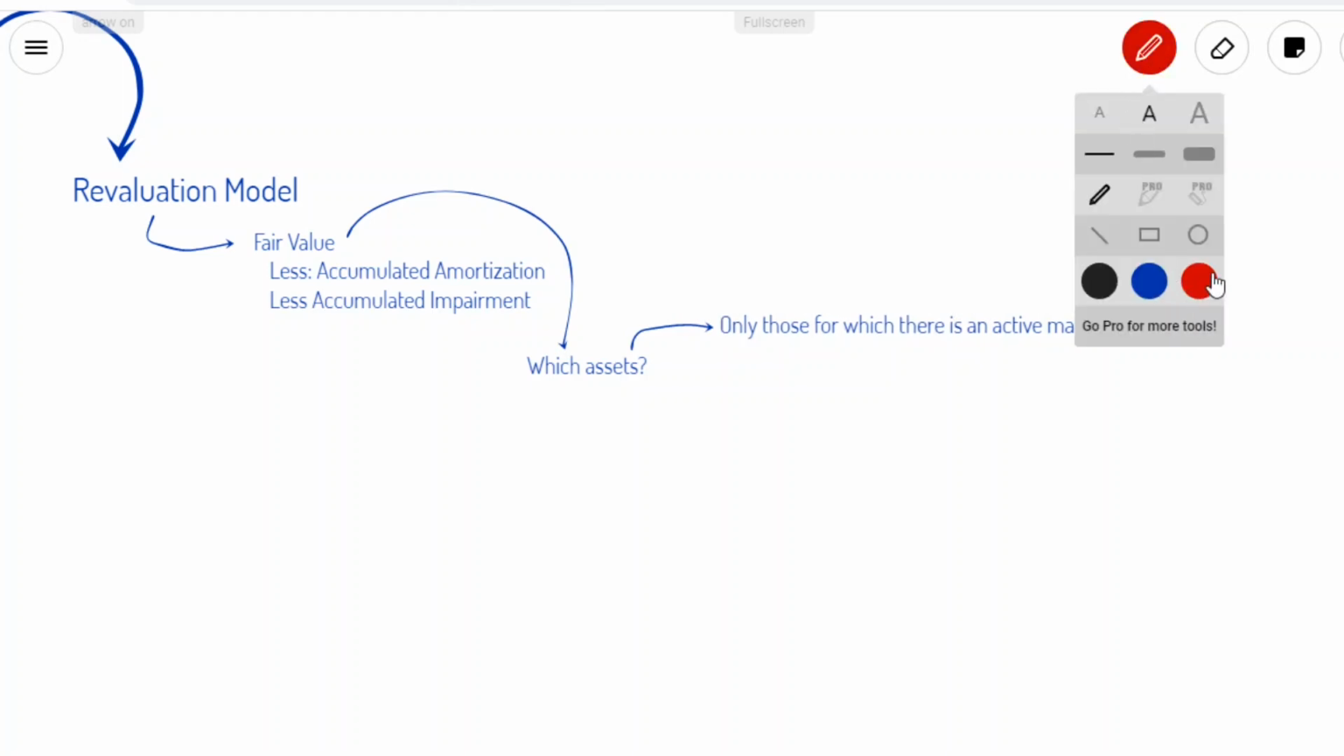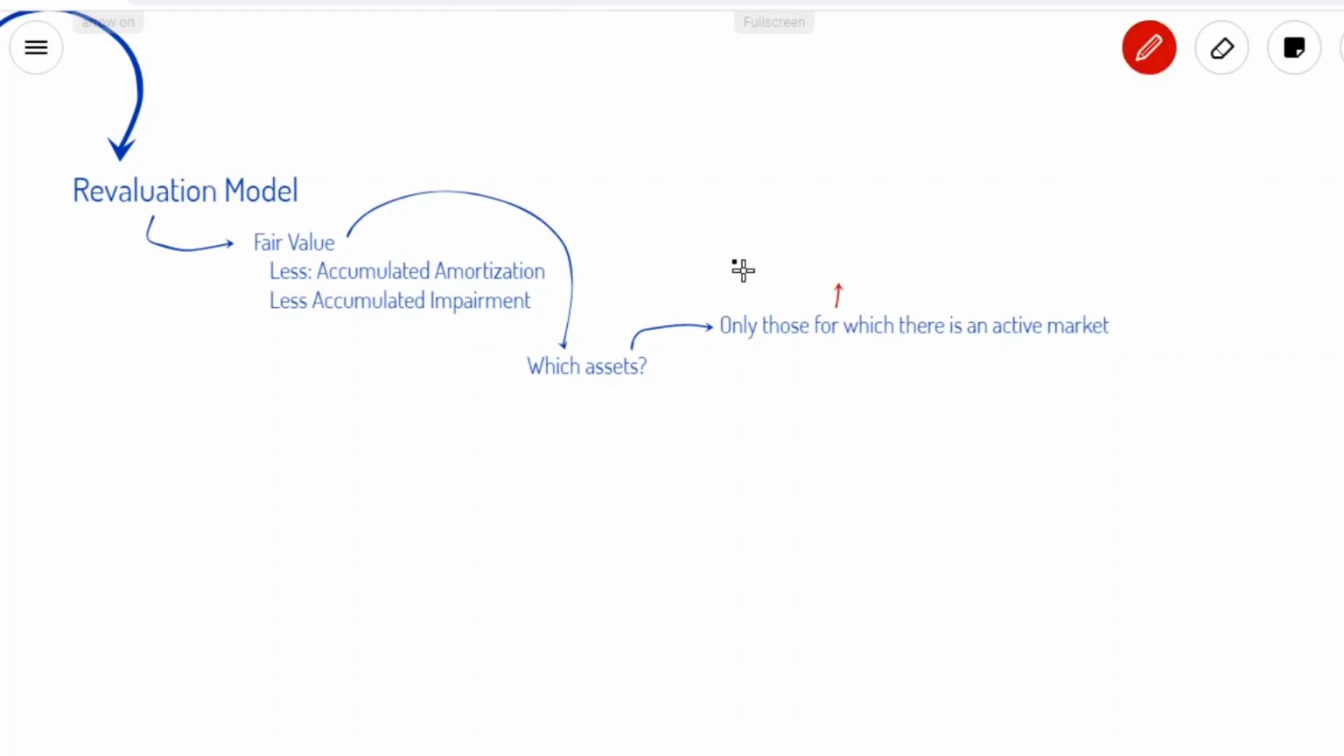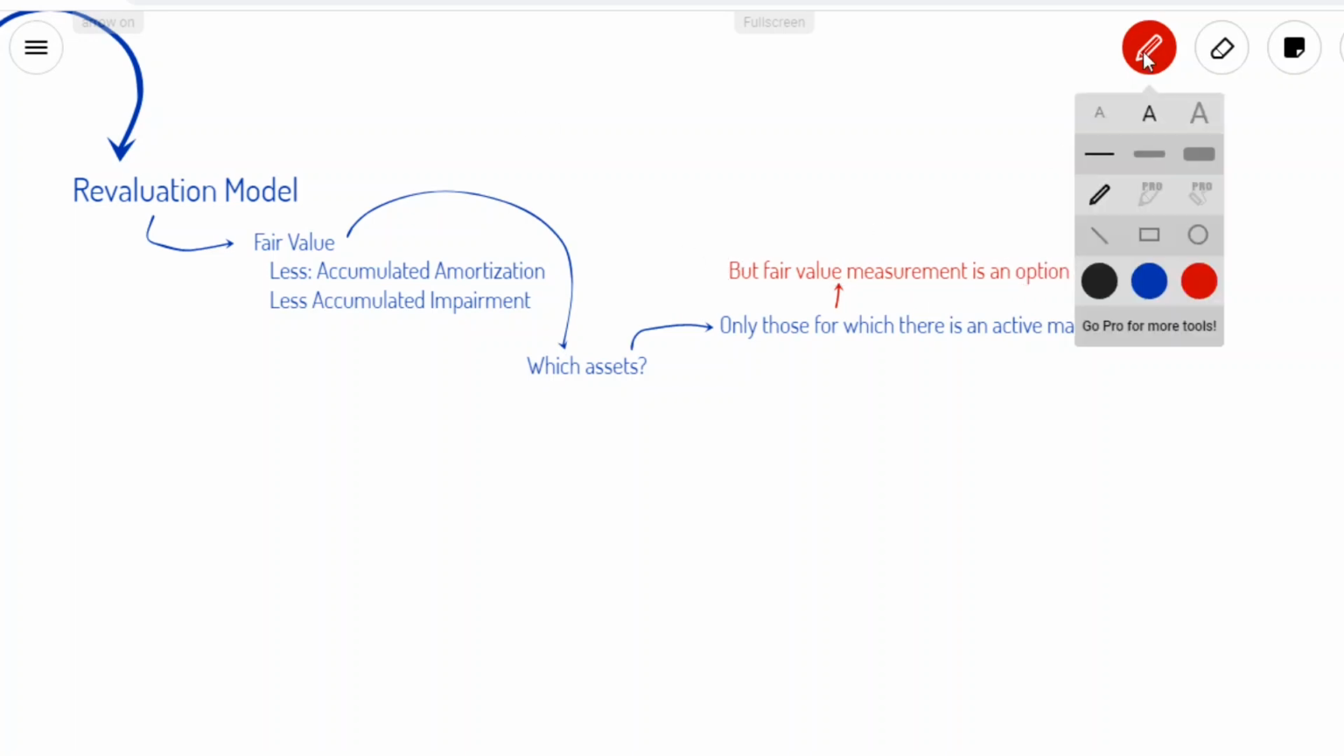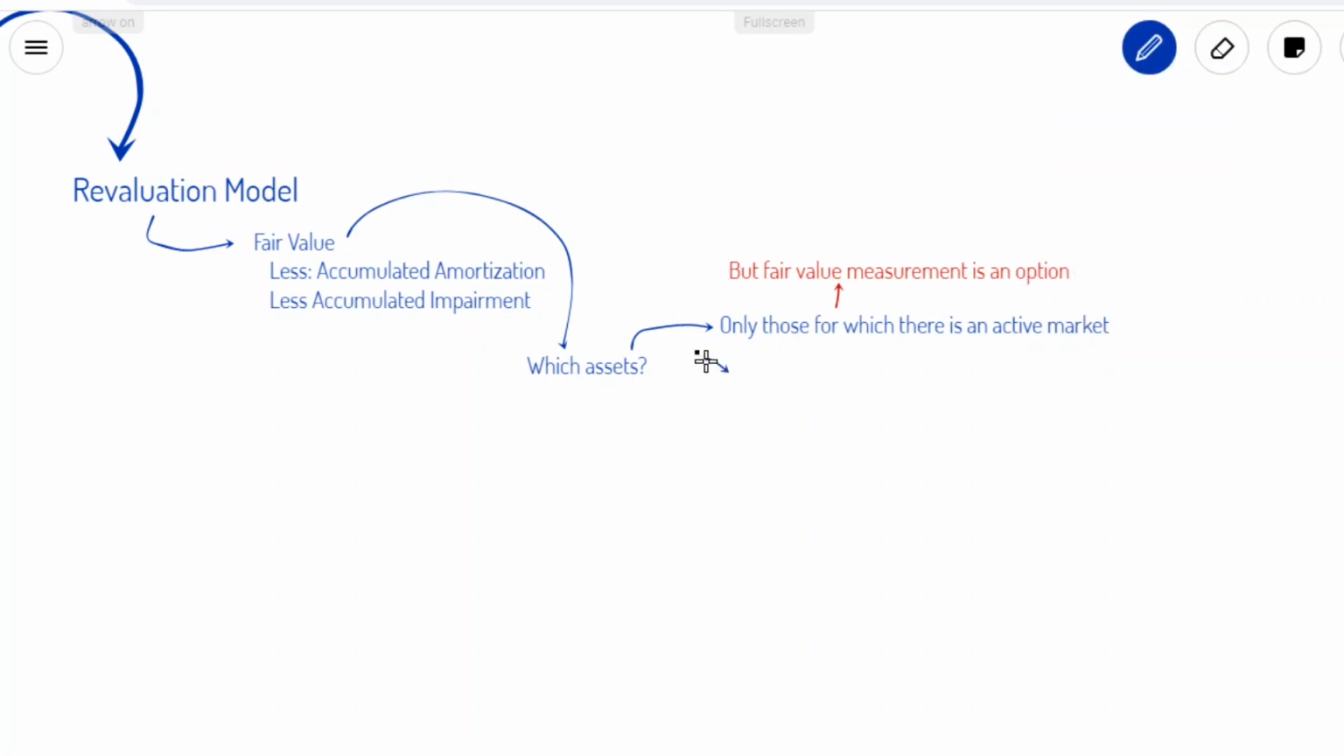Now, even if there is an active market, it's not compulsory on the entity to carry that asset on the revaluation model. Rather, it has a choice. And the choice is it could possibly carry it on cost model, but if it really wants to, it can also carry it on the revaluation model. But once an asset has been chosen to be carried at revaluation model, then all other assets in the same class would also have to be carried at the revaluation model.